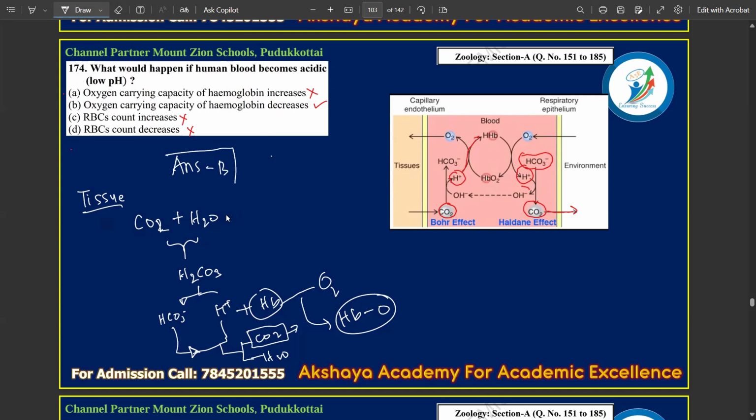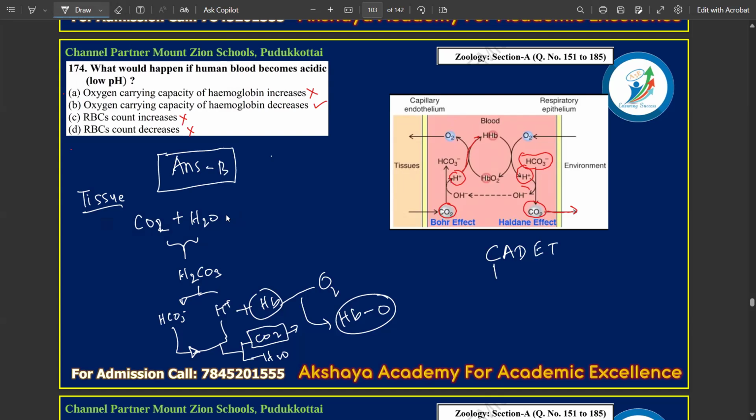I just want to tell you one more thing. The dissociation of oxygen from the hemoglobin is favored in certain conditions. The right shift favors it. So what are those conditions? Let's remember it as CADET.